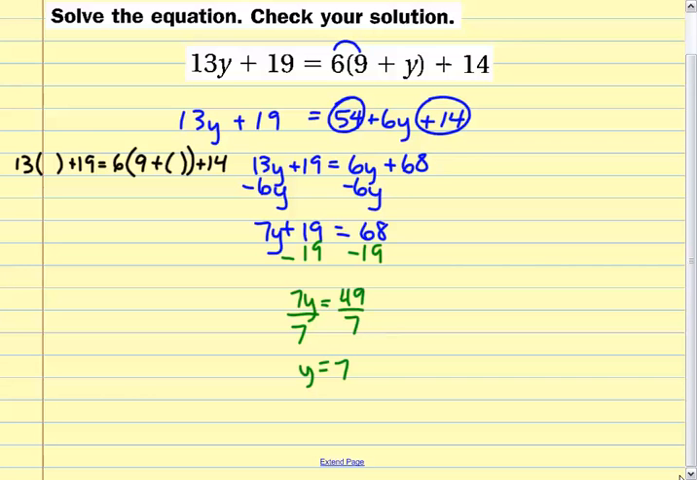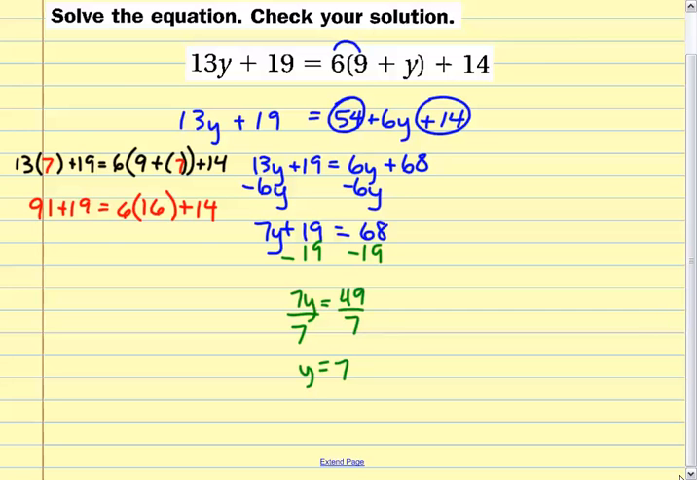Tell me what I should do here, Vivian. Right now. You plug in the 7 to each parentheses. Now what do I do? 13 times 7, which is 91 plus 19 is equal to, now what? 6 times 9 plus 7, which is 16. 16 plus 14. All right, good.